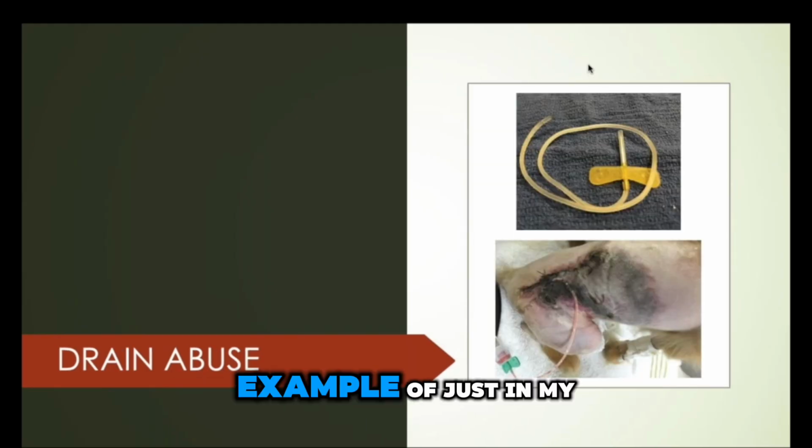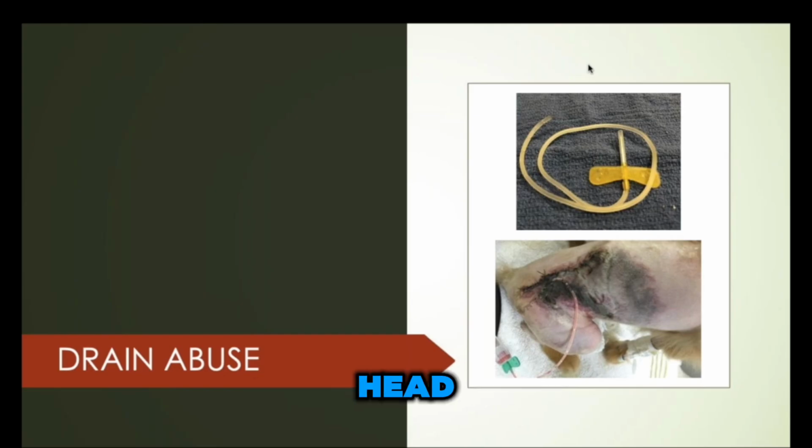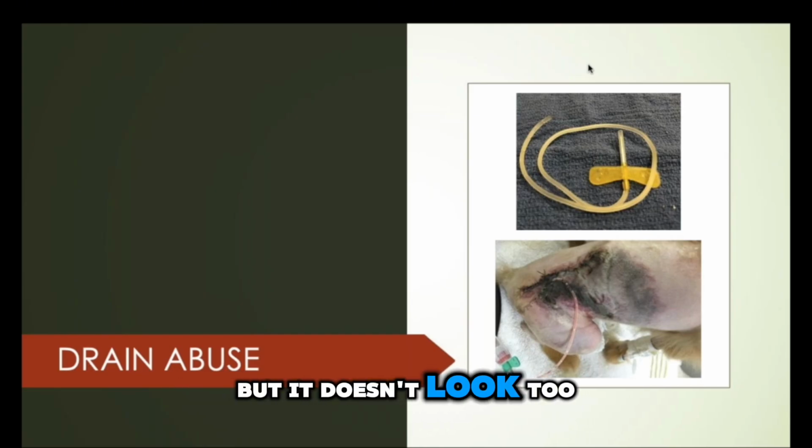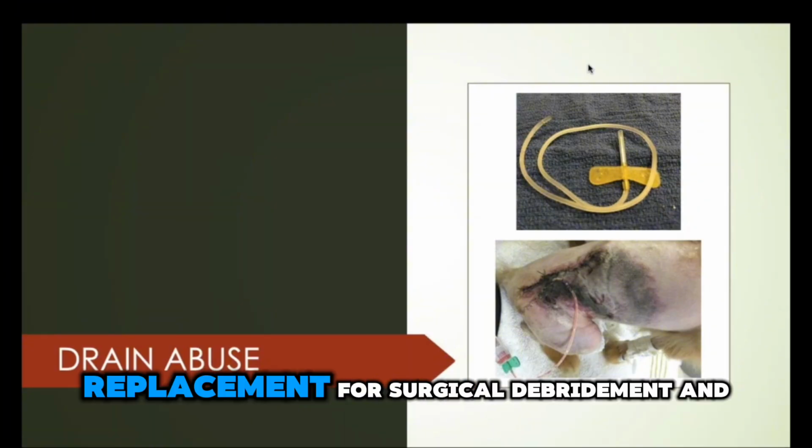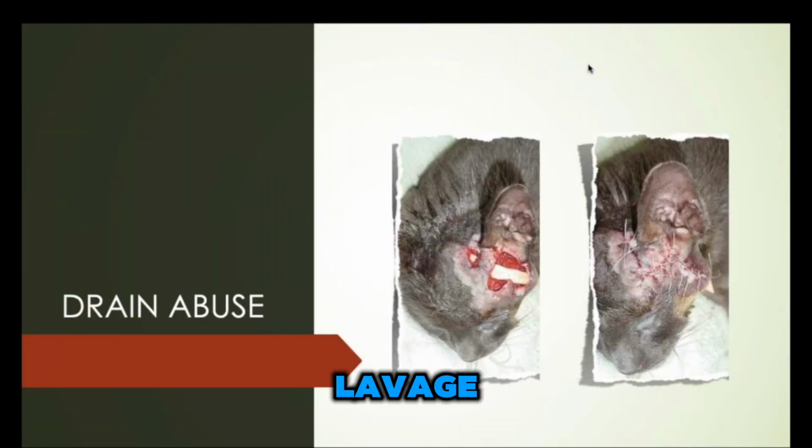And this is a great example of just in my head, because this is one of my cases, thinking, yeah, there's still a little bit of devitalized tissue in there, but it doesn't look too bad. And we'll just pop a drain in after a little debridement and be okay. Dead tissue begets dead tissue. So we've got to do a good job making sure we do the best we can surgically. Drains are not a replacement for surgical debridement and lavage. Again, no need to place drains in wounds that you are intending to keep open.